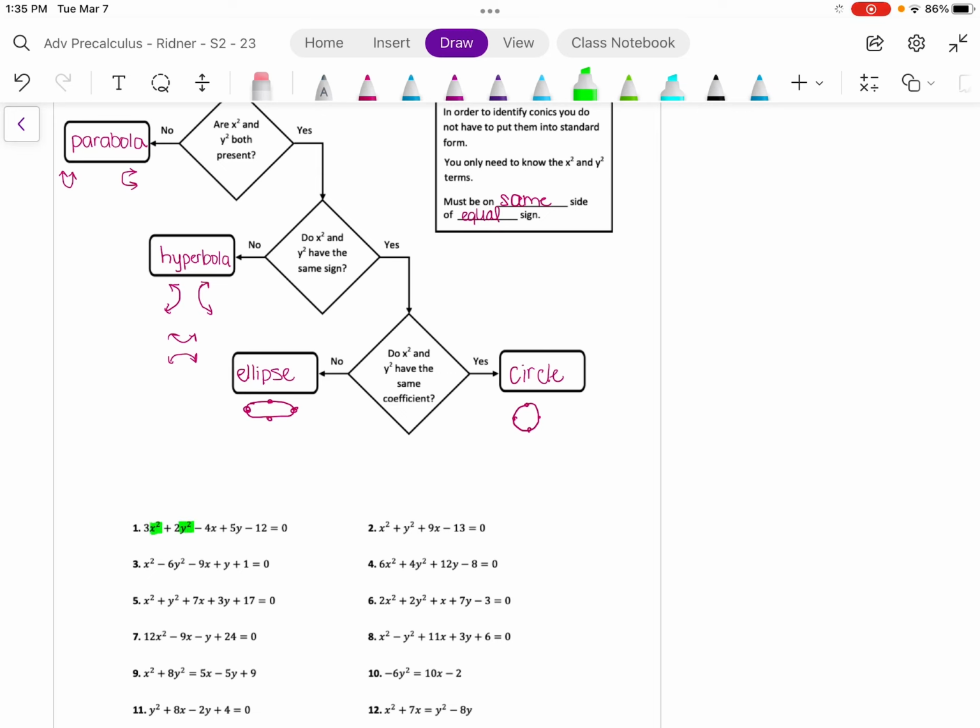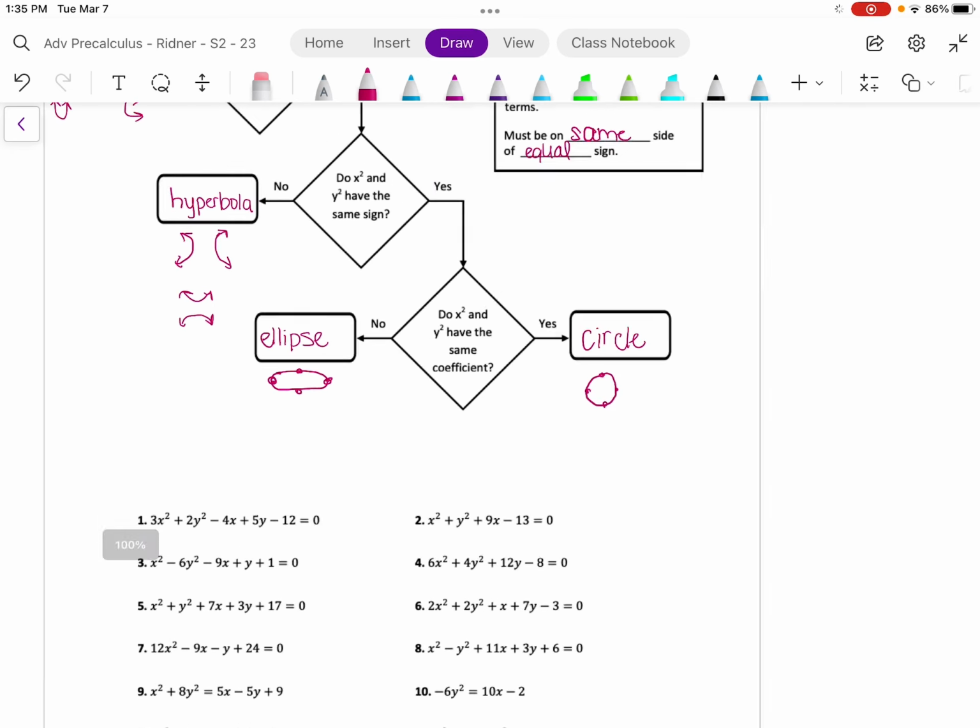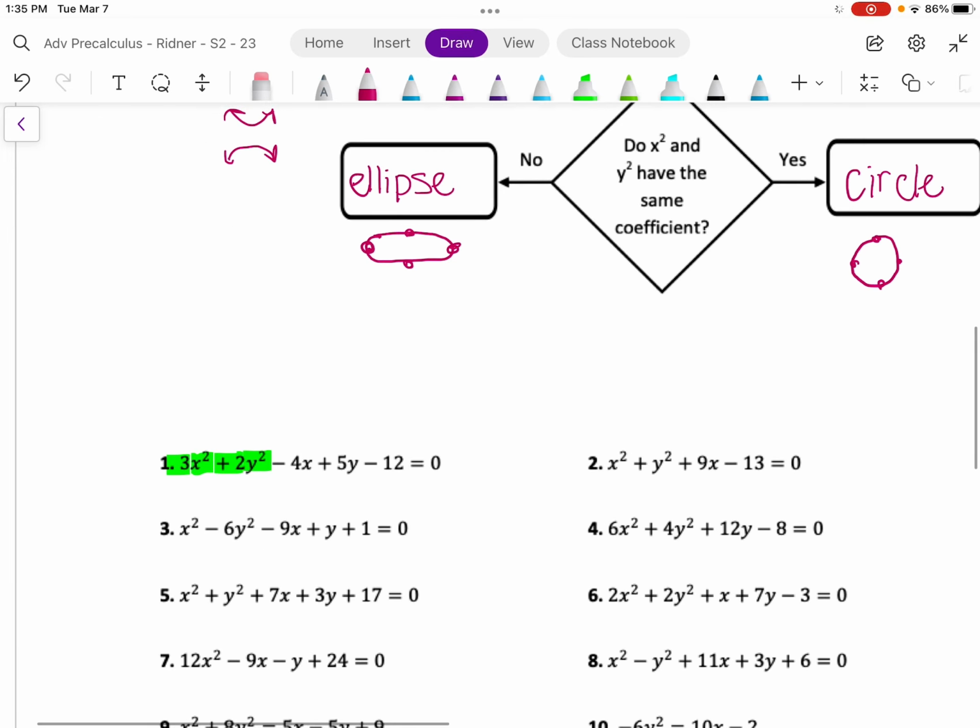Do they have the same sign? Yes, they're both positive. Do they have the same coefficient? One has a 3 and one has a 2 in front. So no, they do not. Therefore, this one is an ellipse. And that's all you do all the way through.